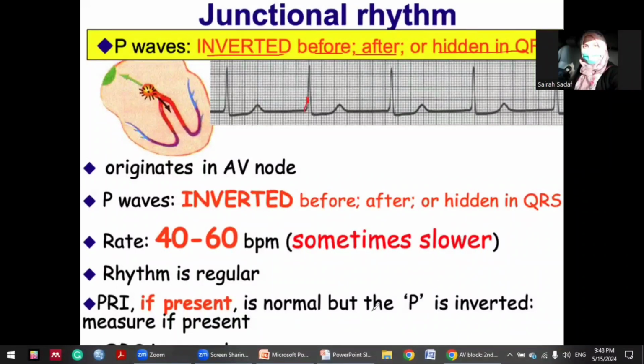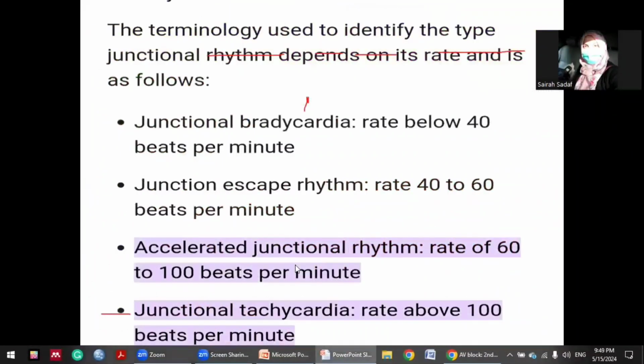And everything I have told you earlier is the same. You won't be able to determine the PR interval, because when the P wave is absent or merged in the QRS complex, you won't be able to identify the PR interval.